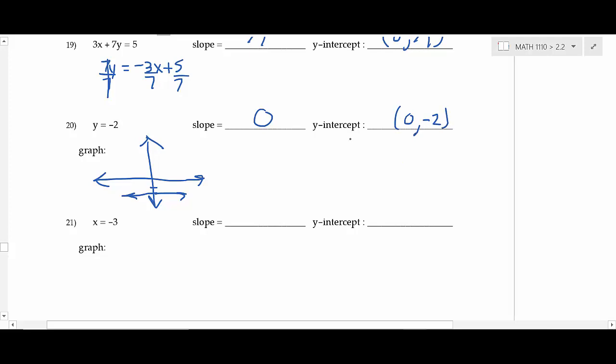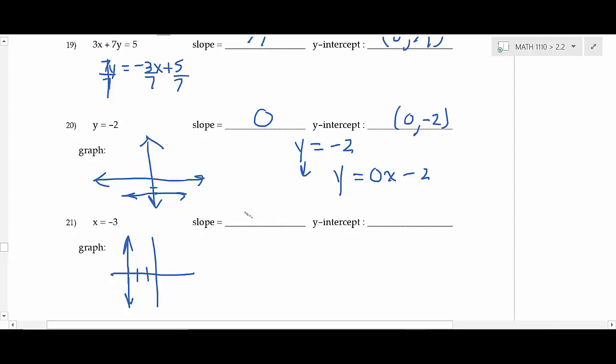Okay? Now, the other way you could look at this is this equation could be written as y equals 0x minus 2. If the slope is not in the equation, it's got to be 0. So you got those two choices on how to do that. Okay, next one. It only has an x, therefore how does the graph go? Straight up and down through negative 3. Okay? What's the slope of that line?